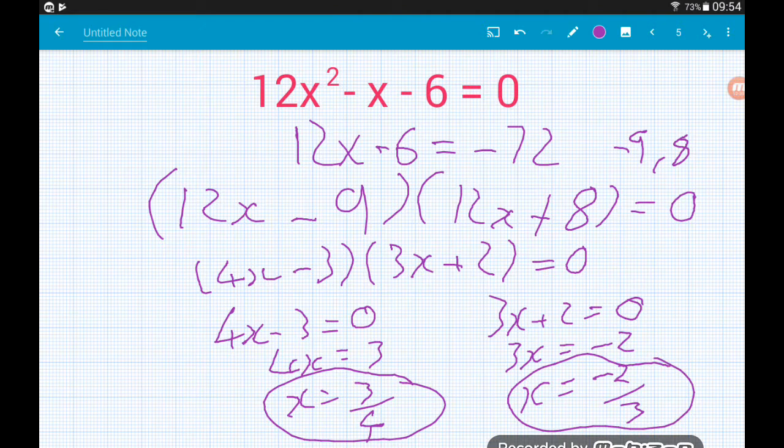So our two solutions to 12x squared minus x minus 6 equals 0 are x equals 3/4 and x equals minus 2/3. Okay guys, that's how we factorise and solve harder quadratics.